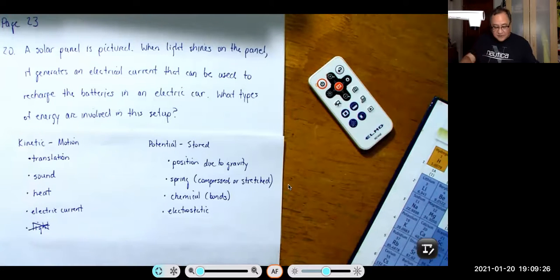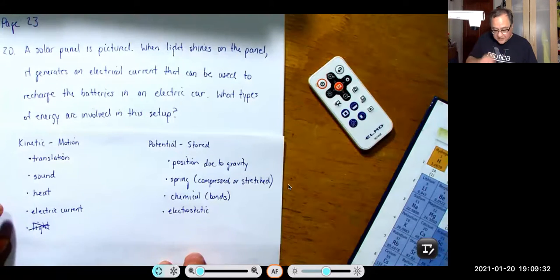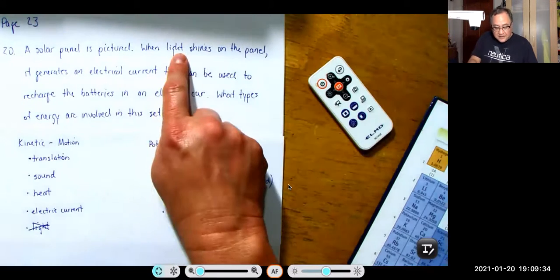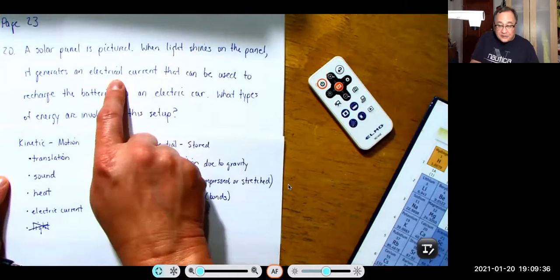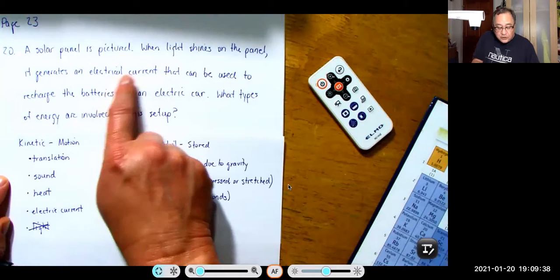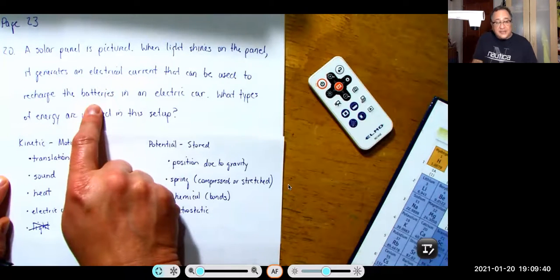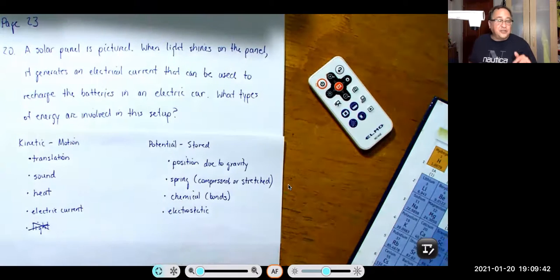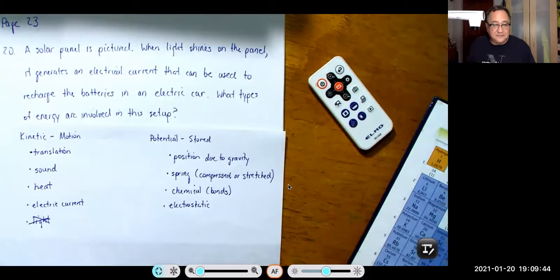Okay, so does everyone understand what we're looking for in this particular problem? Kinetic energy that is used to make more kinetic energy that is eventually used to be stored in batteries as potential energy so that you can use it during the night. Capiche? Okay.